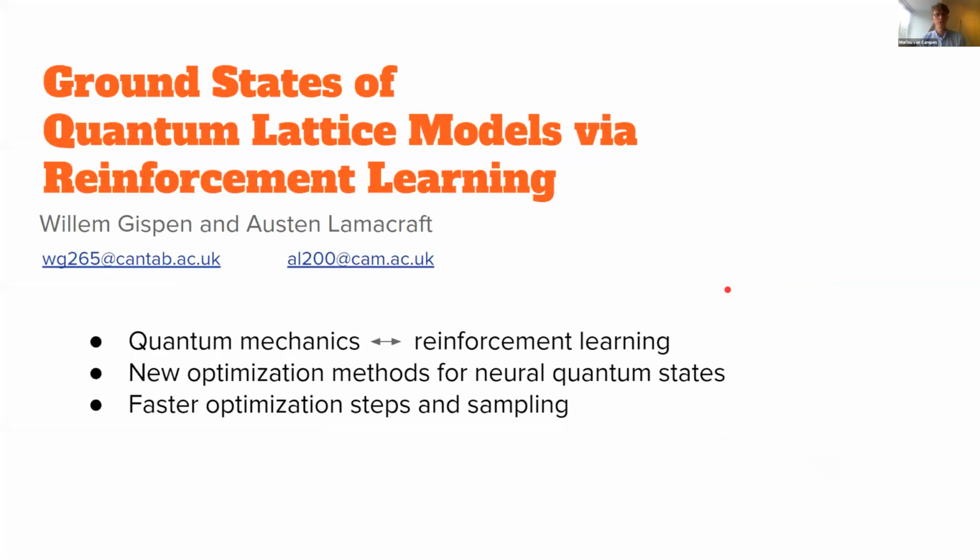All right, so what I've shown you here is how these quantum mechanics can be related to reinforcement learning, and specifically how it leads to new optimization methods for these neuroquantum states. And two benefits of this approach may be faster optimization steps and faster sampling of your ground states. Thank you.